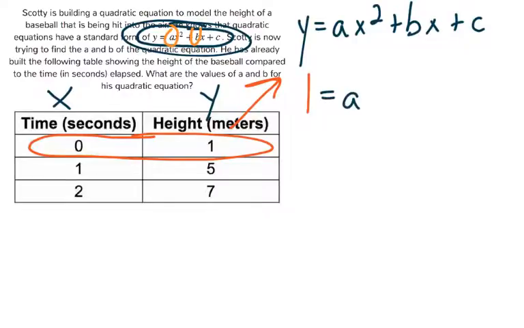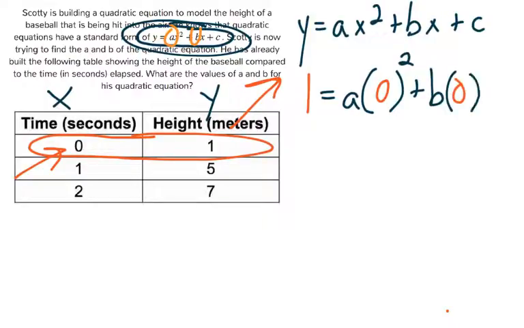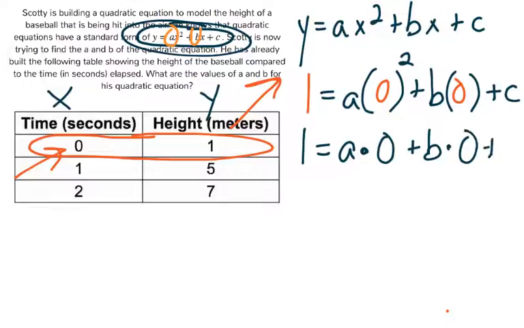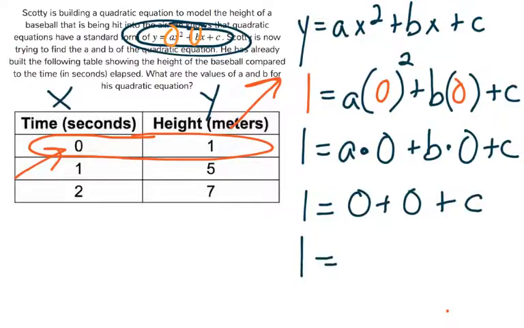equals a. Instead of x, I'm plugging in my 0 here. So it's going to be 0 squared plus b times 0 plus c. Okay, let's go ahead and keep solving. Simplify. 1 equals, well, 0 squared is 0. So a times 0 plus b times 0 plus c. Well, anything times 0 is still just 0, so 1 equals 0 plus c. And that leaves us with 1 equals c.